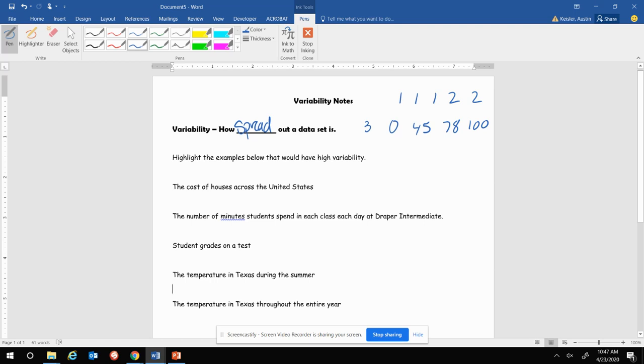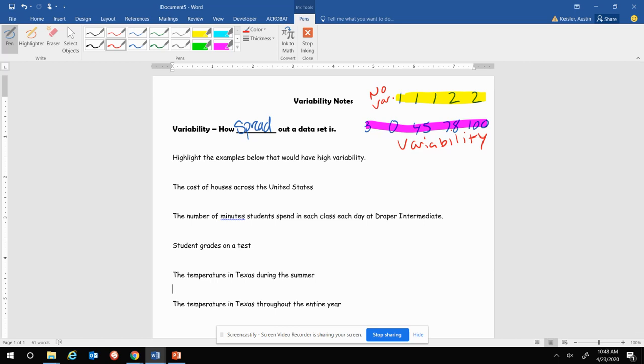This set up here, this top set, would not have variability because those numbers are not very spread out at all. They're very uniform. They're almost all the same. But this second set of numbers right here definitely does have variability because all of those numbers are very spread out. So those numbers vary, which means it has variability.